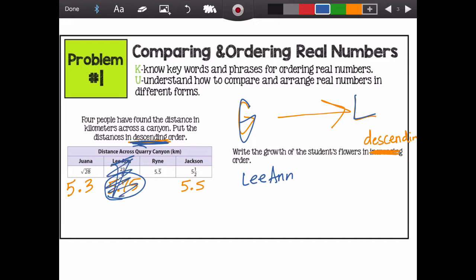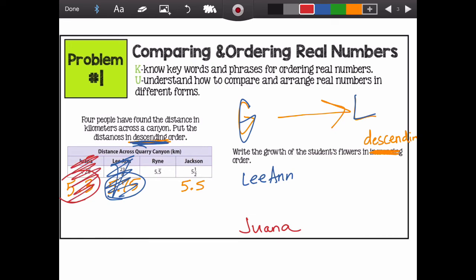Okay, we have Juana, Rain, and Jackson. If I look here, I have 5 and 3/10, 5 and 5/10 repeating, and 5 and 5/10. Out of these three, I can see that 5 and 3/10 is the smaller of the three. So that one's going to be at the end. So Juana is going to go down here. Okay, so I can get rid of this.